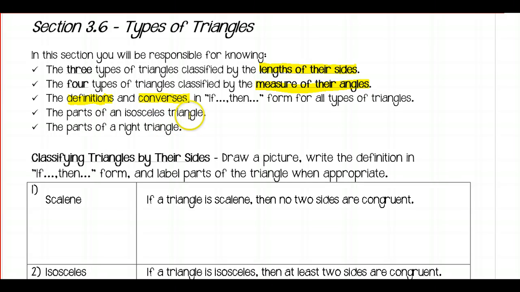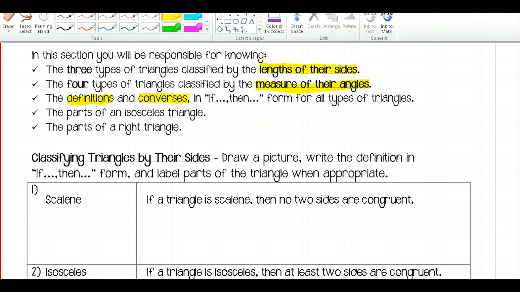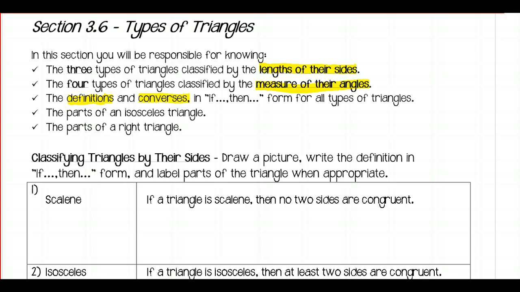We're going to have an isosceles triangle that's going to have some parts, and we're going to have a right triangle that's going to have some parts that you may know already. So this should be just review.